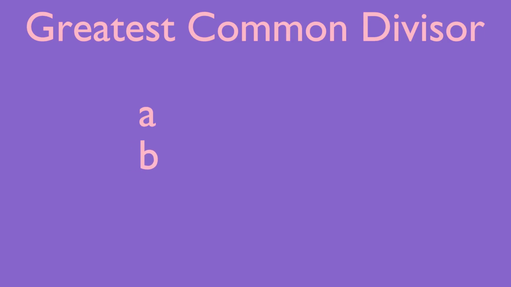It means that we are looking for the largest number r such that a can be written as some unique factor a1 times the common factor r, and r is also a common factor in b, such that b is equal to r times b1.